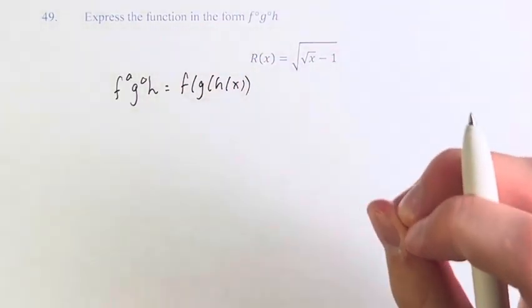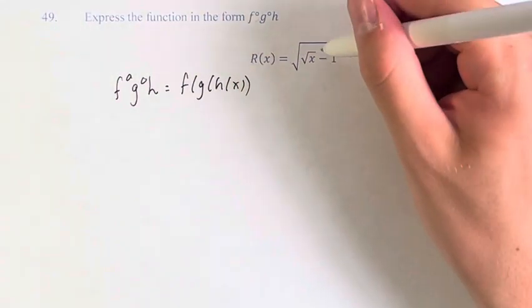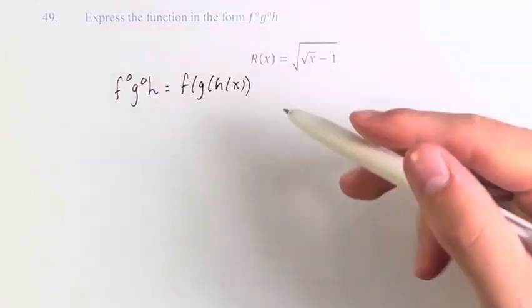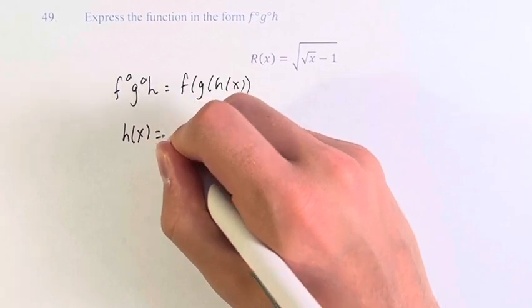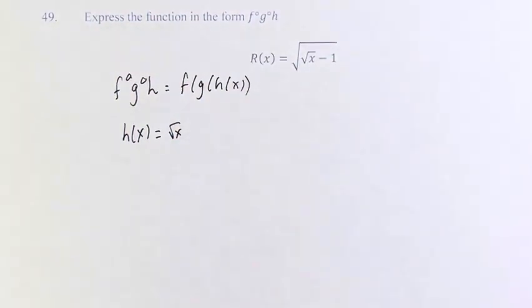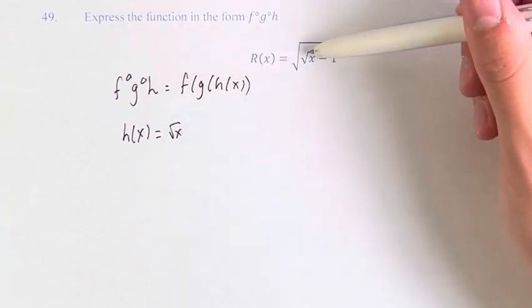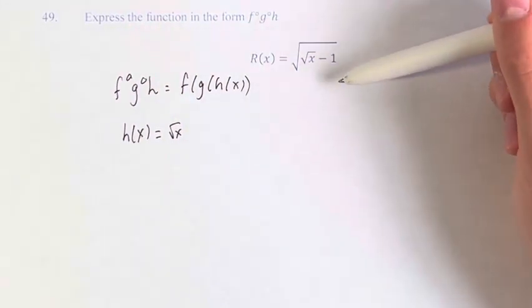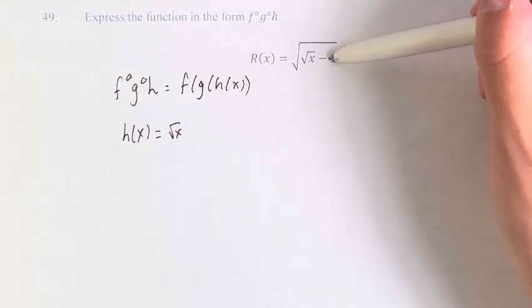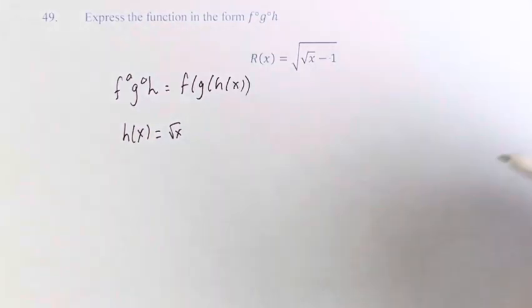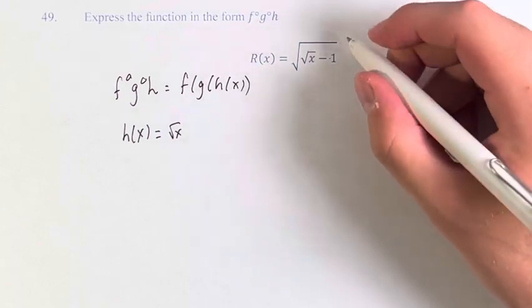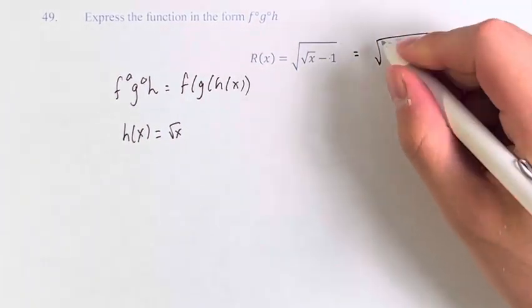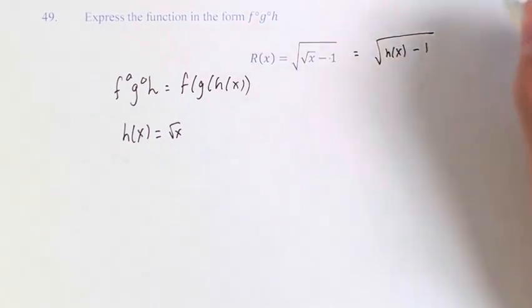What is the innermost function in this composition? Well, let's start with this square root of x. Let's say h of x equals the square root of x. Therefore, we can have what's inside this square root as h of x minus 1, right? And I'm actually going to write this because it's going to get a little bit complicated. So this is equal to h of x minus 1.